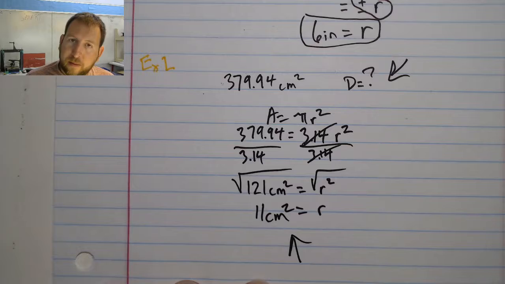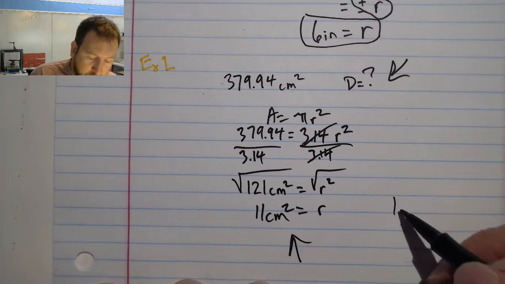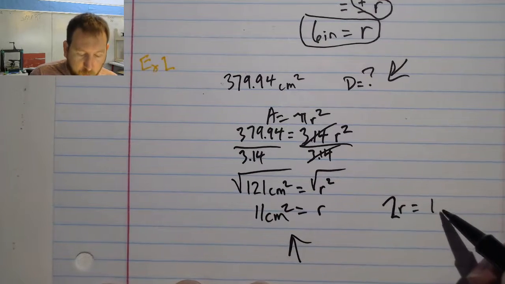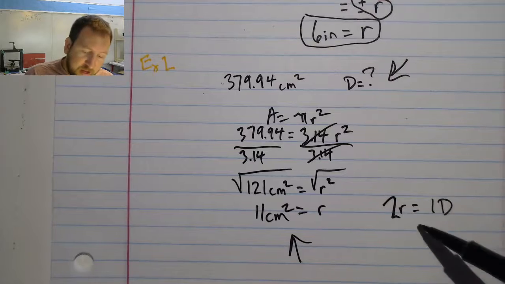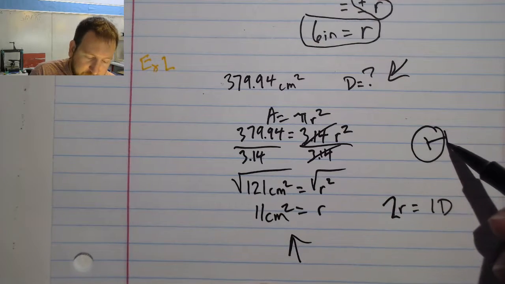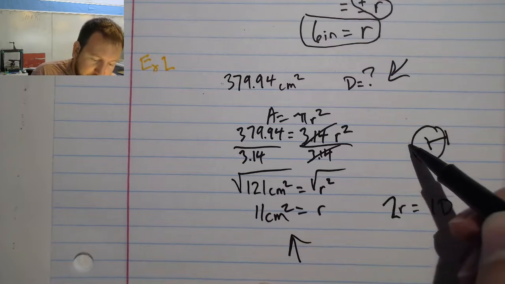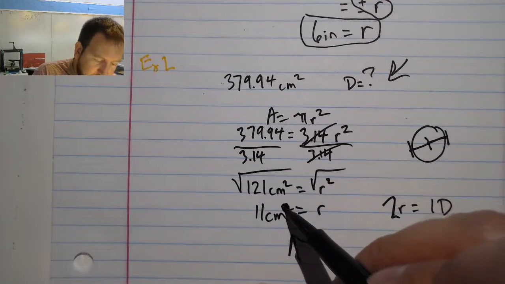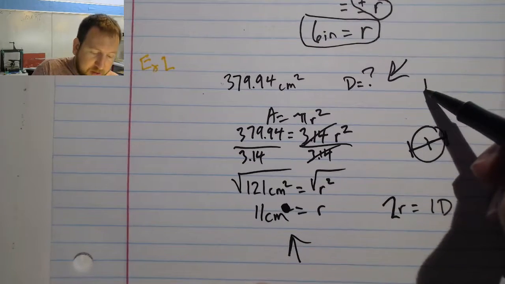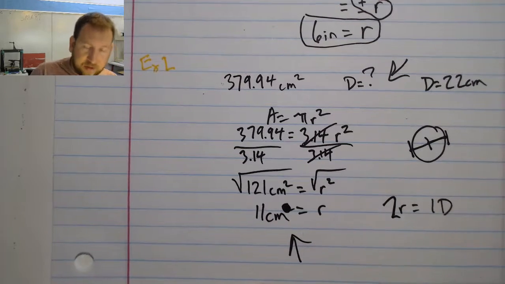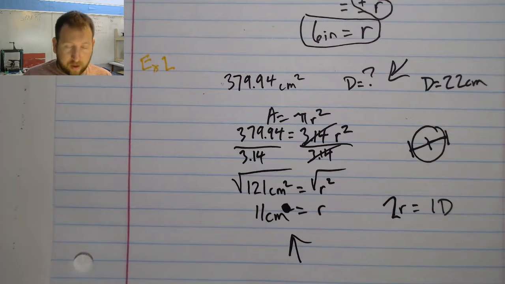I need to remember the relationship between a radius and a diameter. And remember that 2 radii equals 1 diameter. So in order to get my diameter, I need to double it, because right now I have the distance from here to here of my circle, and I really want the distance from here to here. So my answer that I'm looking for is diameter equals 22 centimeters, because my diameter is 2 of my radii. And that's pretty much it.